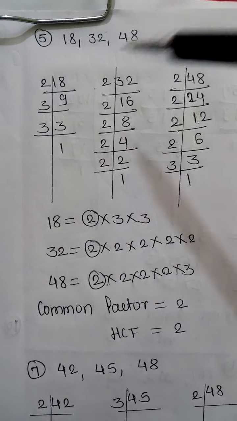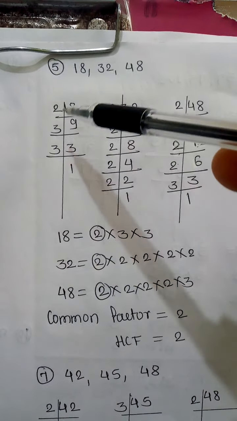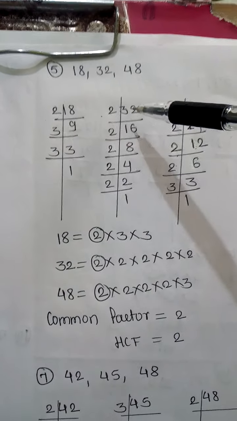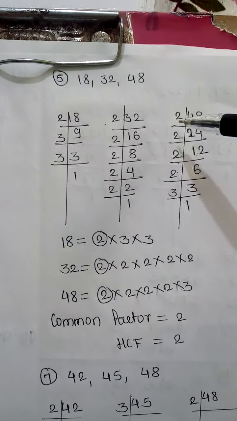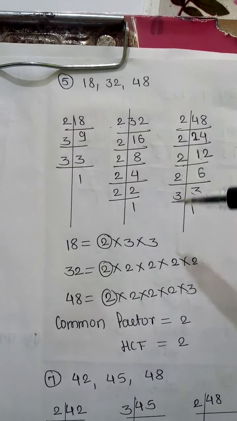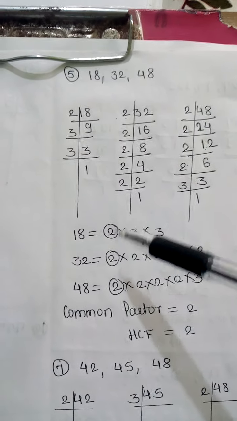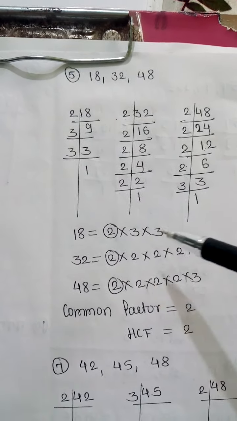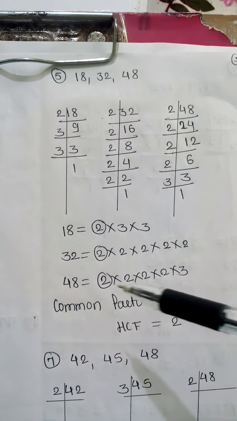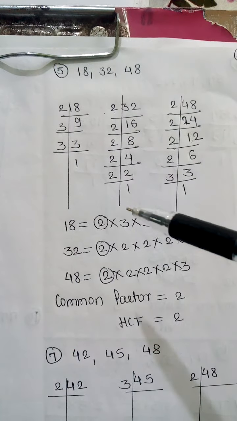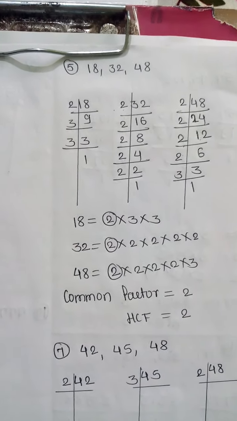Now see this fifth example, 18, 32 and 48. Factors of 18: 2, 3, 3. Factors of 32: 2, 2, 2, 2, 2. Factors of 48: 2, 2, 2, 2 and 3. Now write those factors and search for the common factor. Only 2 is common here. Here 3 is there, but in 32, 3 is not there. In 48, 3 is there, but we want a common factor in all three numbers. So the common factor is 2 and SCF is 2.